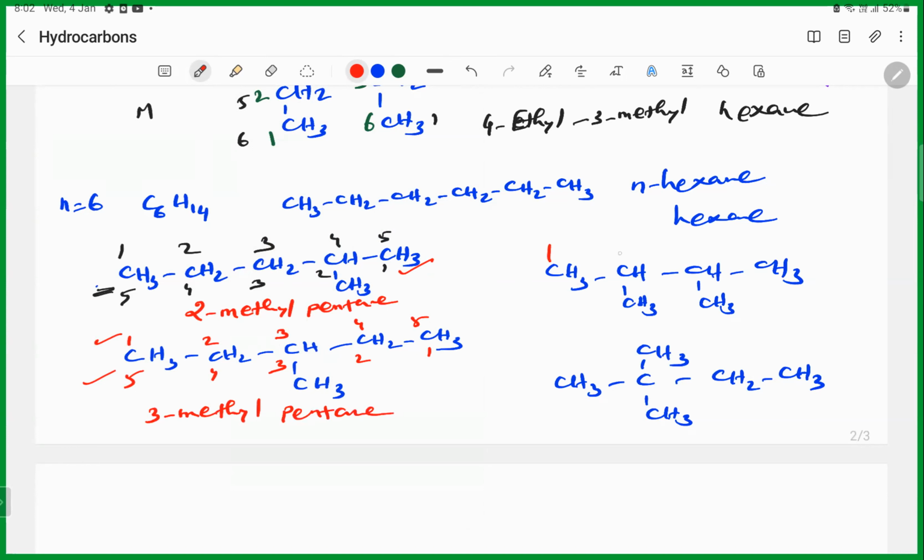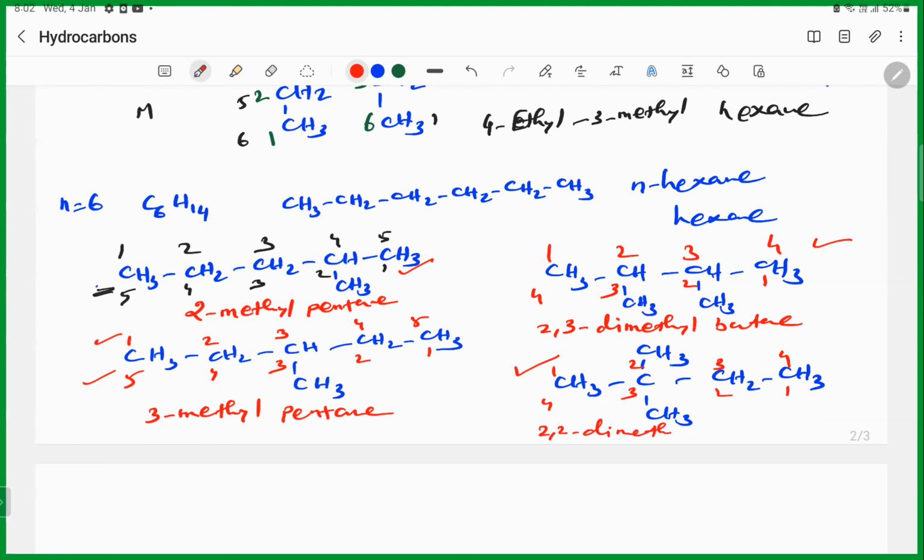For this, 1, 2, 3, 4. Both numberings are correct, and the second and third carbons have methyl groups, so 2,3-dimethylbutane. For this, 1, 2, 3, 4. The upper numbering is correct because the second carbon has two groups. So 2,2-dimethylbutane. This is how we have to name that compound.